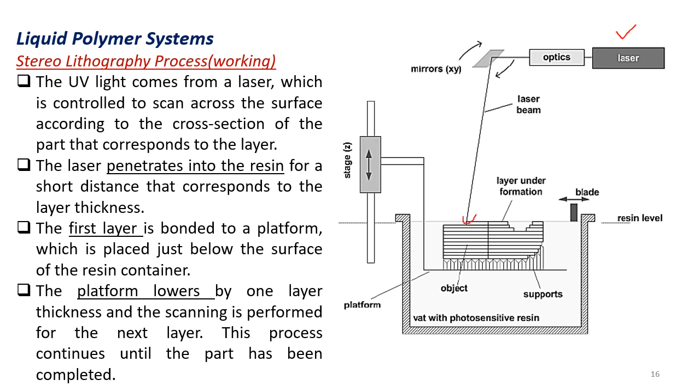And the laser is going to penetrate into the resin for a very short distance. The distance required for the layer thickness we require, for that much distance only it is going to penetrate. The first layer is bonded to the platform here, which is placed just below the surface of the resin container. So the platform gets lowered one layer at a time based on the thickness, and scanning is performed for the next layer. This process will continue until the part has been completed. This is how a stereolithography apparatus works.